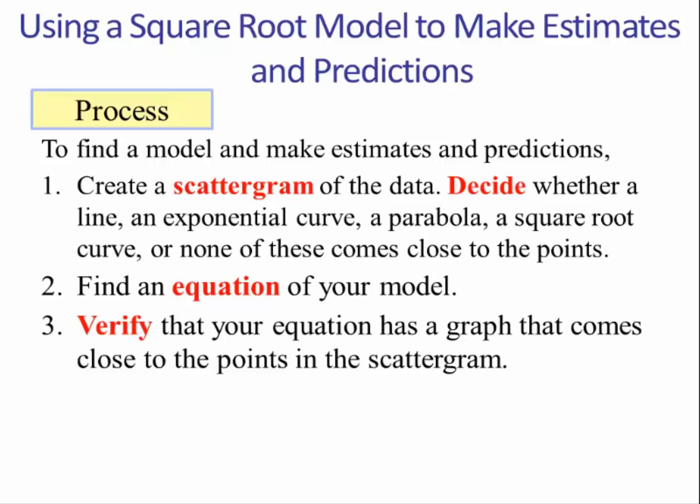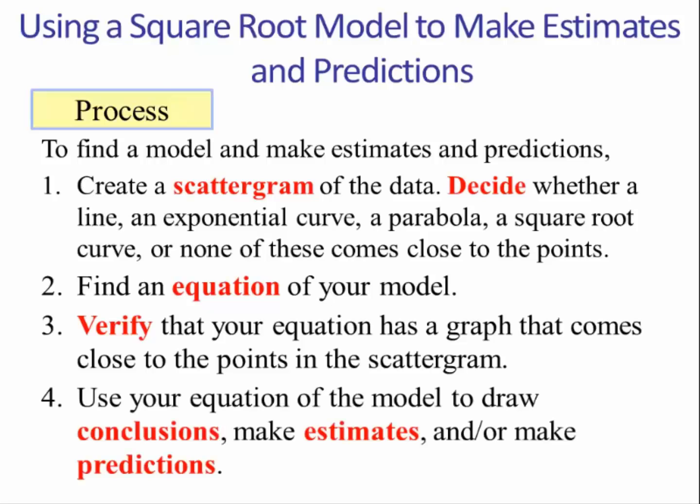Number 3, we verify that the equation has a graph that comes close to the points in the scattergram. Number 4, if it does, we use that equation to draw conclusions, to make estimates, and or to make predictions.